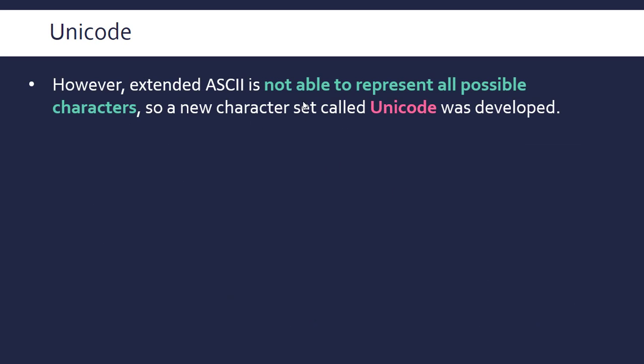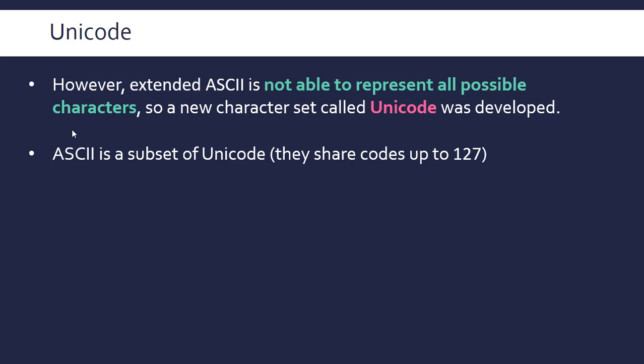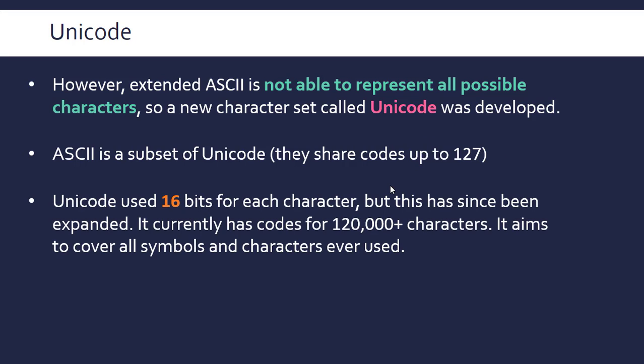Because ASCII was unable to represent all possible characters, a new character set called Unicode was developed, and Unicode is much larger. ASCII, it is worth saying, is a subset of Unicode, so they share character codes up to 127. All the character codes for ASCII are the same for Unicode. It's just that Unicode goes way beyond 127. And Unicode is not as simple as ASCII. It used initially 16 bits for each character, but this has since been expanded, and it's a lot more complicated. The technology has developed and has a much cleverer way of doing things, which we can't really go into.